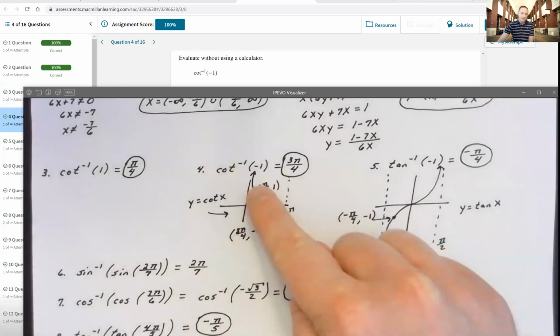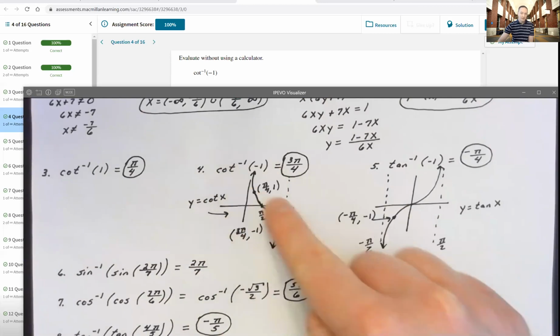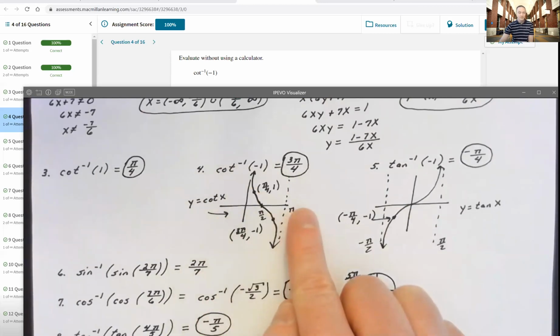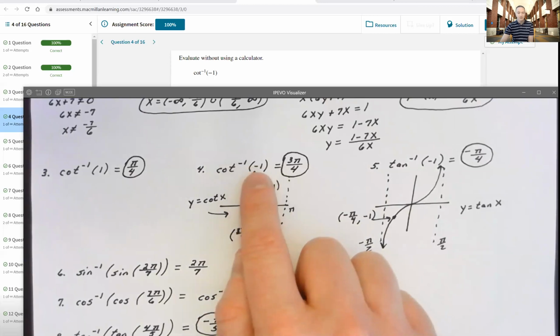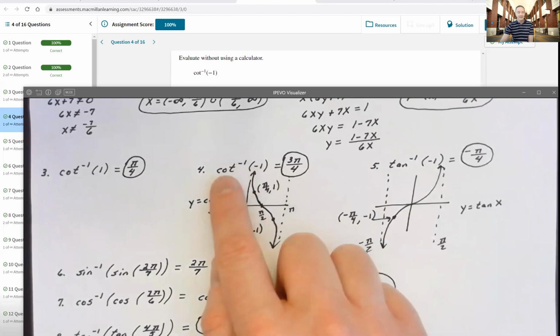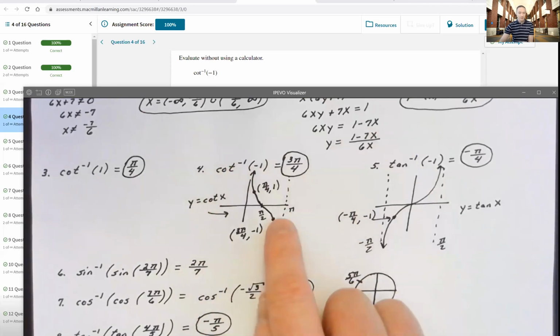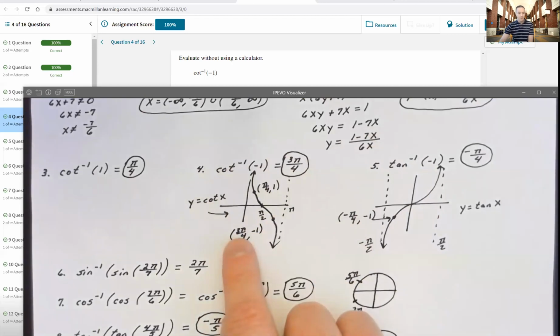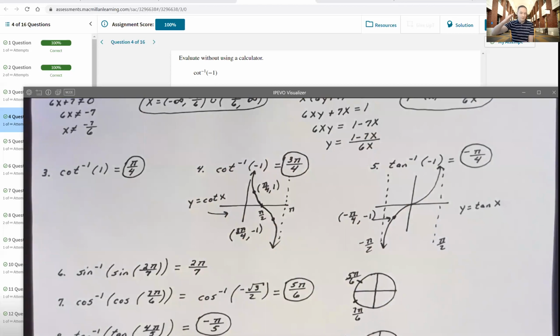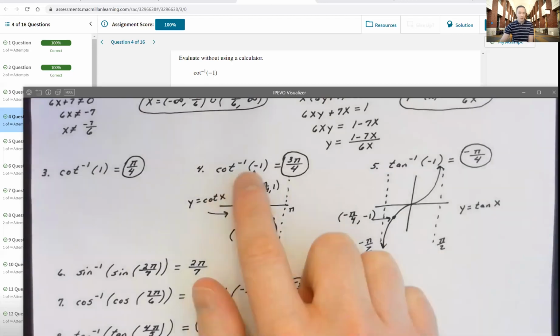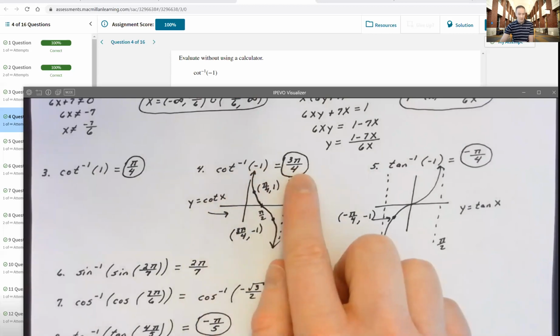The reason is because of the cotangent graph. We restrict it to go from 0 to pi. So when I'm looking at this, I should be thinking, when can the cotangent graph be equal to negative 1? Well, the cotangent graph is equal to negative 1 at 3 pi over 4. That's the point where it splits quadrant 2. And at that point, the cosine would be the negative square root of 2 over 2, and the sine the positive square root of 2 over 2. So I can say, okay, yeah, the cotangent of 3 pi over 4 is negative 1. Thus, the inverse cotangent of negative 1 has to be 3 pi over 4.